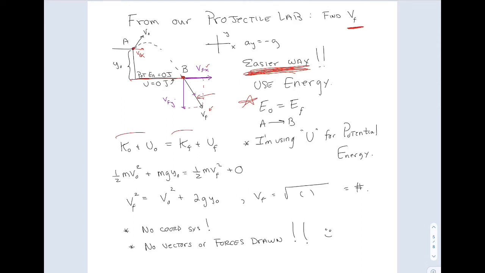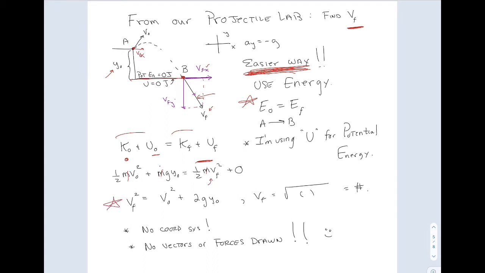So initial energy is kinetic, 1/2 m v0 squared. Initial potential is mg times the height. Remember from the lab, that height was called y0. Final energy at the floor is just kinetic, potential 0. So I can cancel out the m's, multiply both sides by 2, solve it for v final, and I get that. And then I can take the square root.